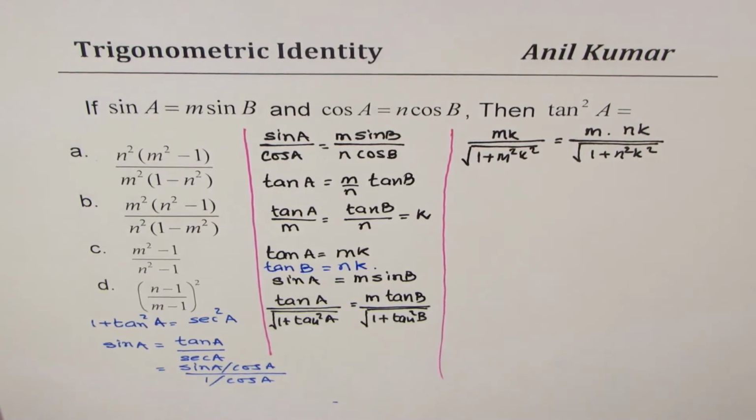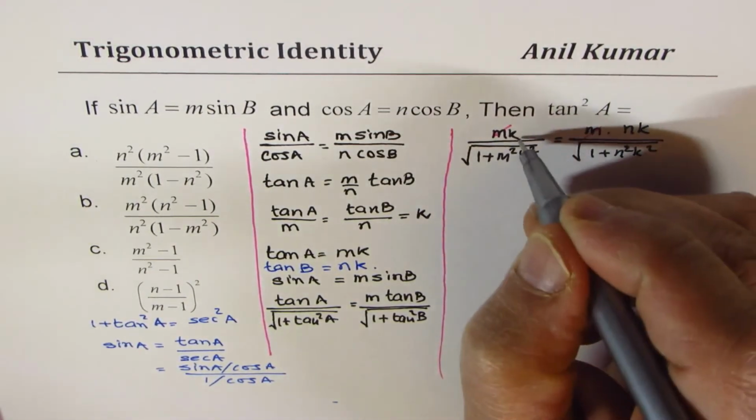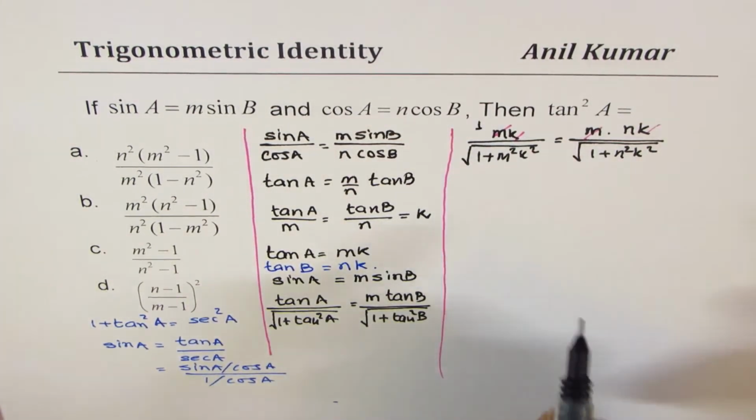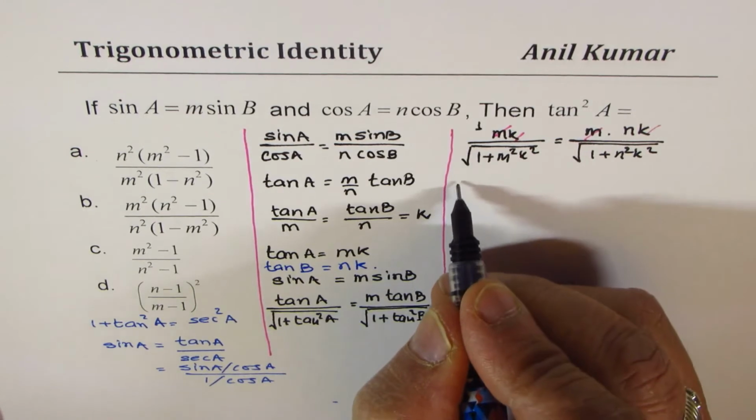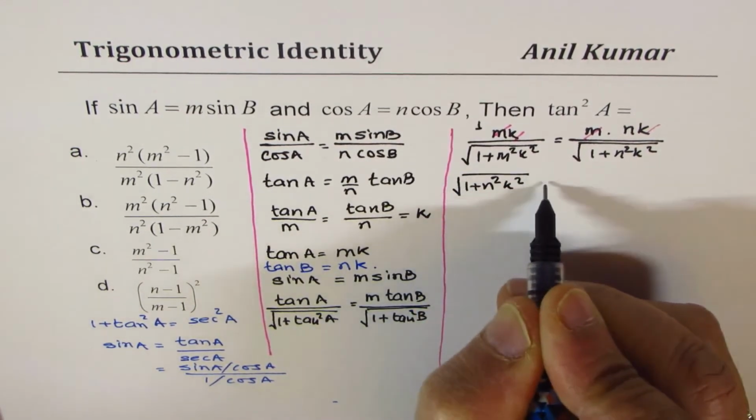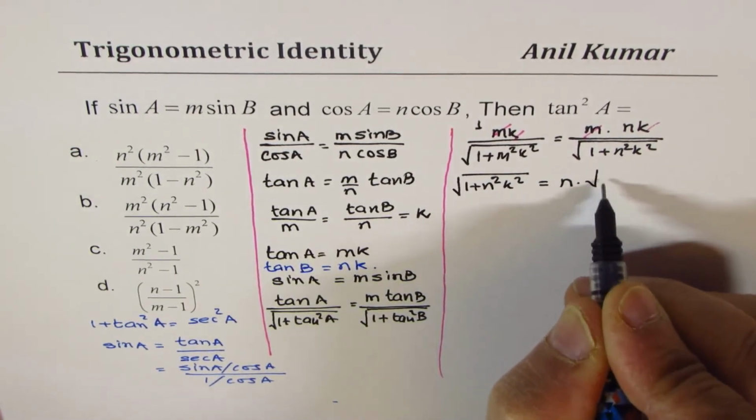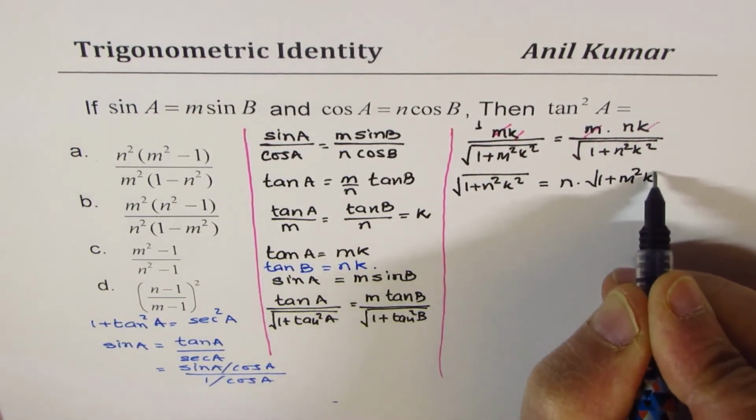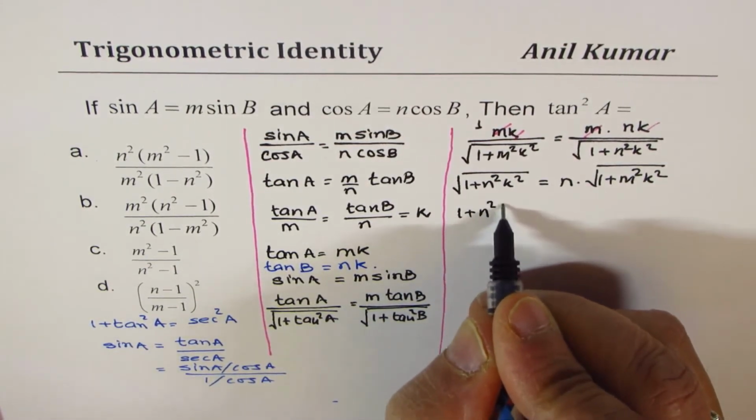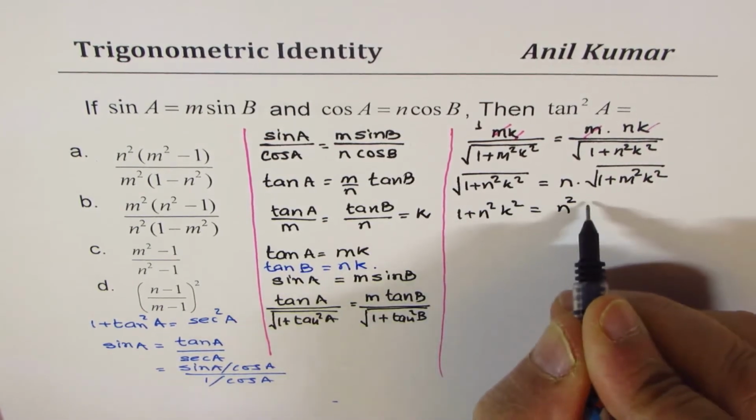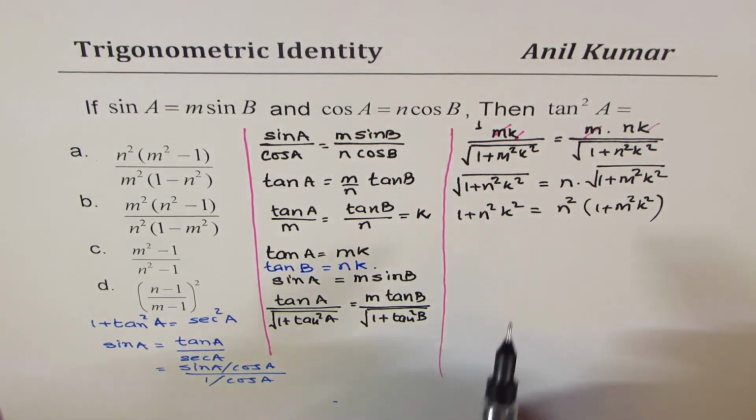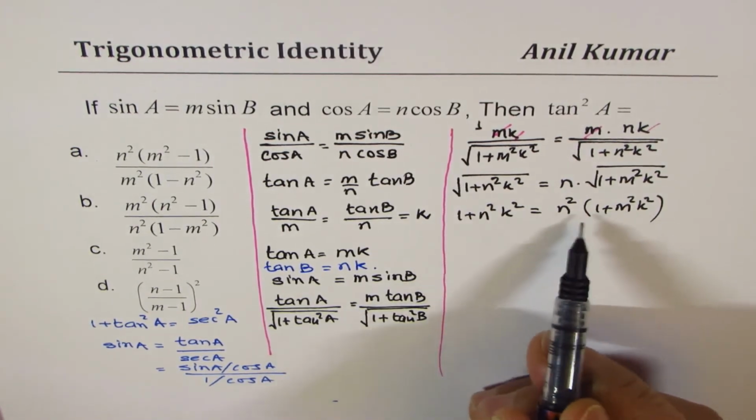We can simplify this a bit, cancelling m and k. So it's 1 here now after you cancel. And then we'll cross multiply. So I could write this as square root of 1 plus n square k square equals n times square root of 1 plus m square k square. Now let us square both sides. We get 1 plus n square k square equals n square times 1 plus m square k square. The idea is to find the value of k, so we'll isolate k.